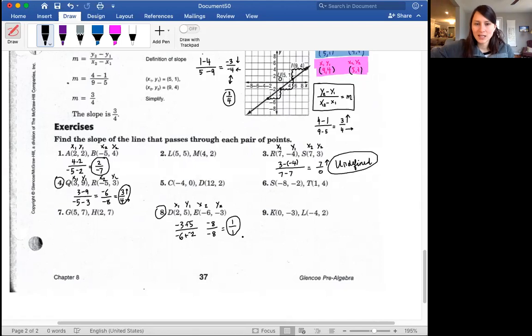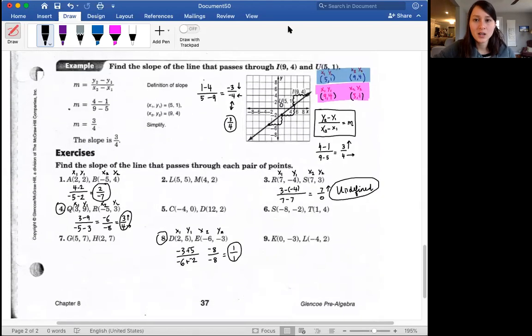Okay, I think you get the idea. So you can do the rest of those if you want to, see what slopes you get. You can graph them out just to practice, but that's all I have for you today.